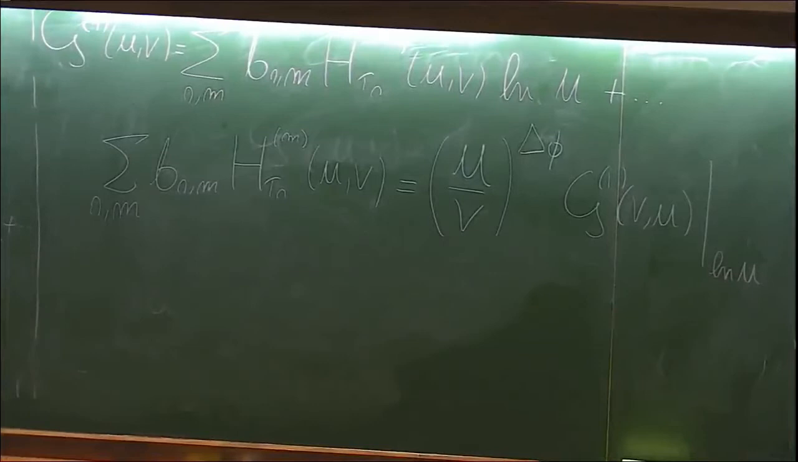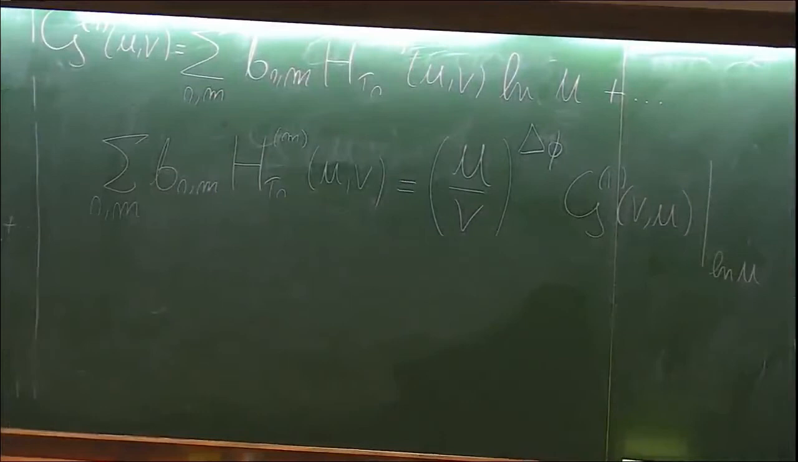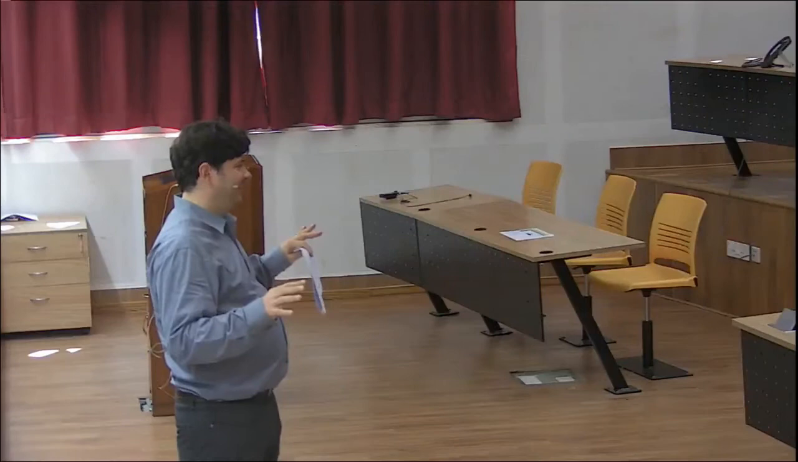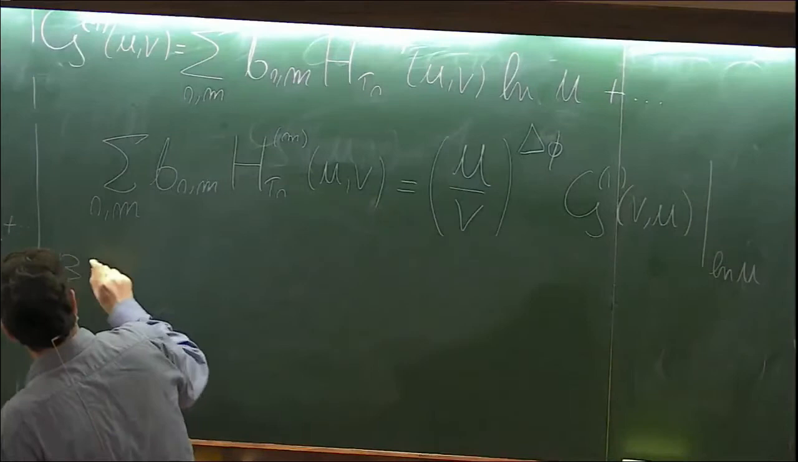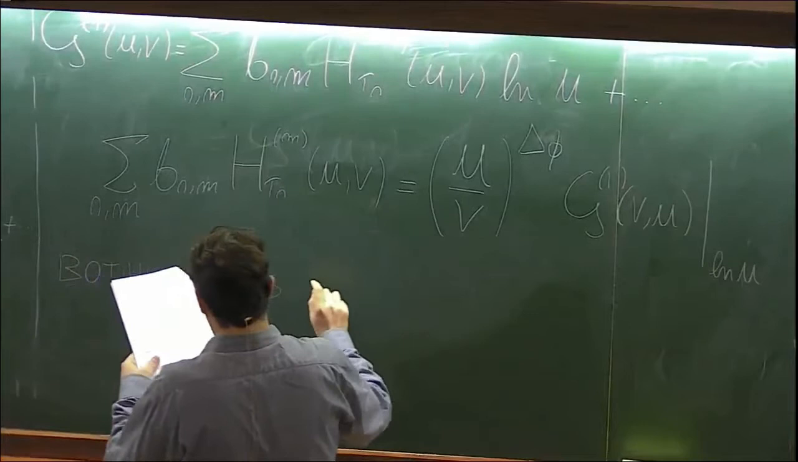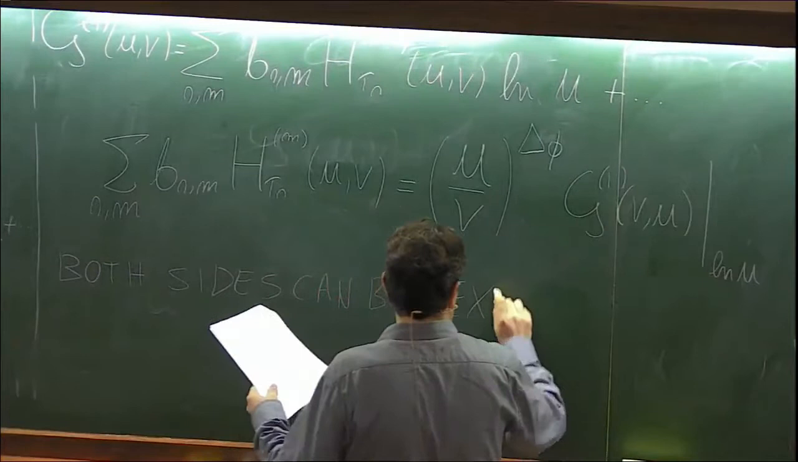Now, this looks like we haven't achieved so much, right? However, there is something very cool going on. And the cool thing is that once we have written the crossing equation like that, we can expand both sides for a small v. So the idea now is that once we have done that, and we will be more specific in a second, the important point is that both sides can be expanded for a small v.